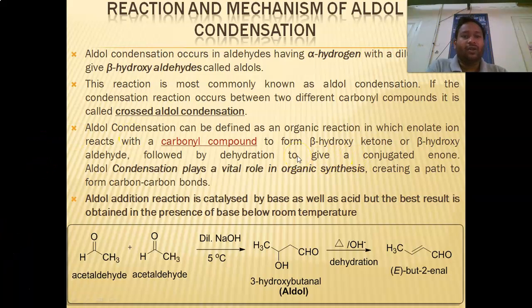What is aldol condensation? Aldol condensation is the reaction where aldehydes or ketones containing the alpha hydrogen atom undergo self condensation with another set of the molecule in presence of a base. In presence of base you will get the beta hydroxy aldehyde or ketone. This type of reaction is called aldol condensation.